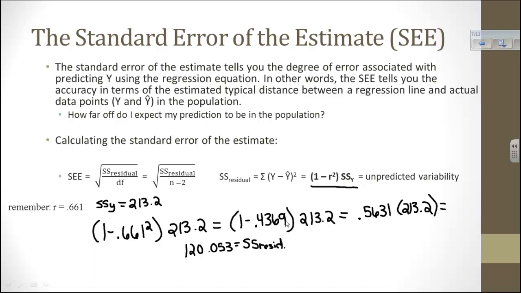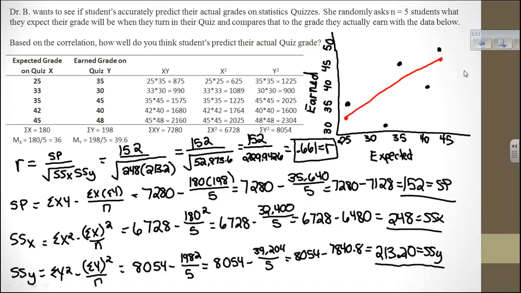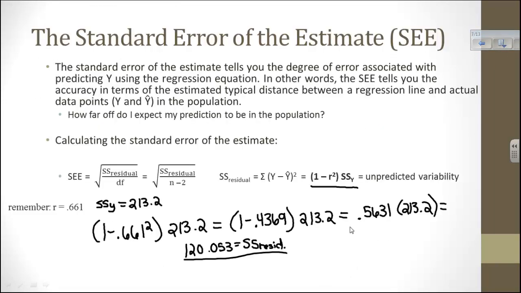I'm going to abbreviate resid. There we go. But we're not done. That's not the standard error, which wouldn't make sense anyway if we look at this. It doesn't make sense that, based on this, we think that our predicted values for earned quiz grades are going to be 120 points away from the actual earned quiz grades. That doesn't make sense. We need to put it in terms of a rough average while correcting for the fact that we know we're going to underestimate it by dividing by degrees of freedom.